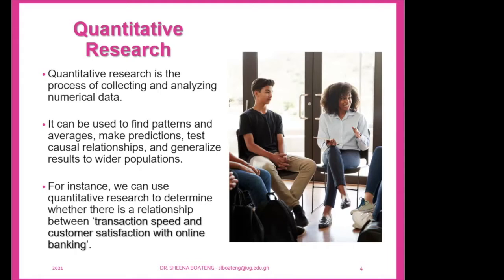So for instance, in terms of testing a causal relationship, we can use quantitative research to determine whether there's a relationship between transaction speed and customer satisfaction when it comes to online banking, right? So in this case, we are trying to see whether transaction speed is a factor that contributes to customer satisfaction. Please, does it make sense? Yes, ma'am. Yes. Okay.